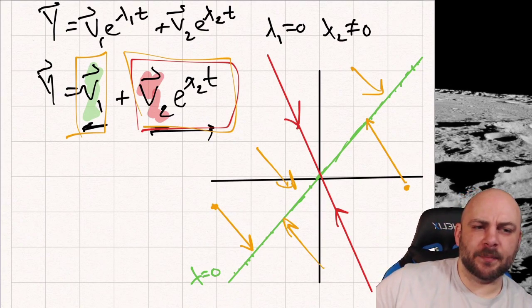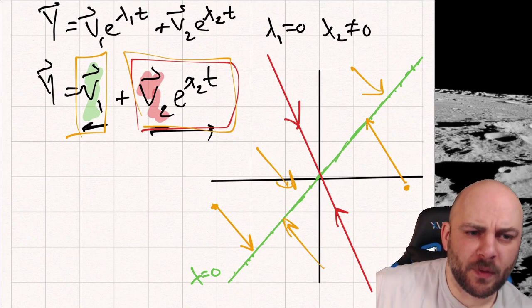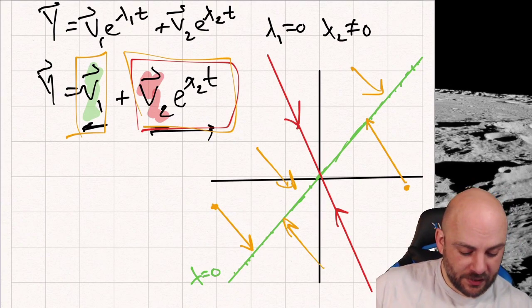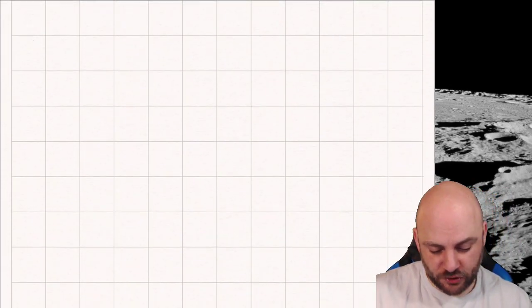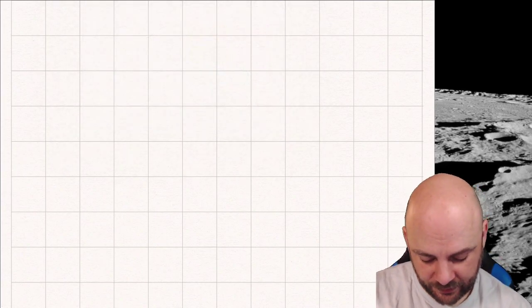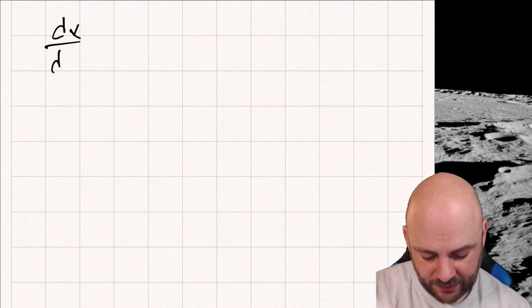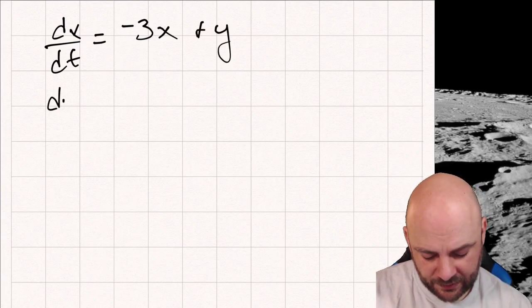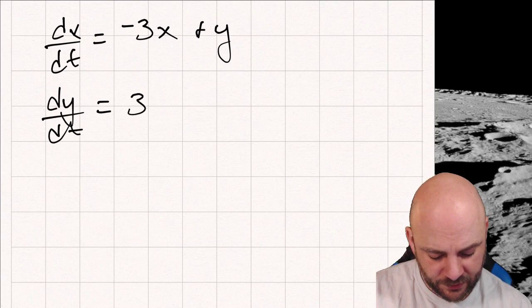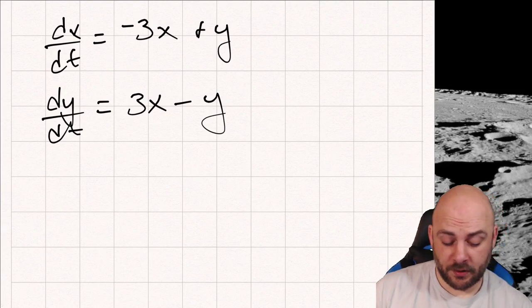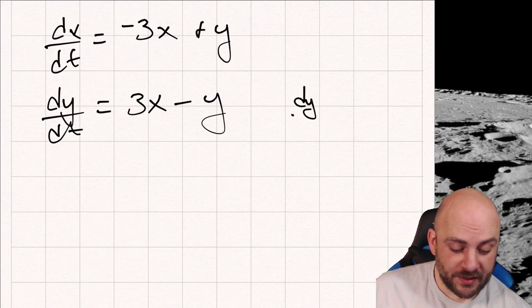Because what this green line is telling me is that there is some intrinsic way that my two variables, x and y, combine to form stasis, okay? An example of this can be seen if we just write down an equation that would have this character that I want. Let's say dx/dt is negative 3x plus y, and dy/dt is 3x minus y. What can you see about those two differential equations? Namely, you should be able to see that dy/dt is the exact same as negative dx/dt.